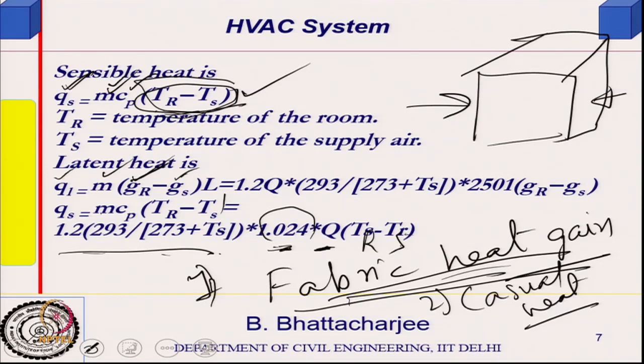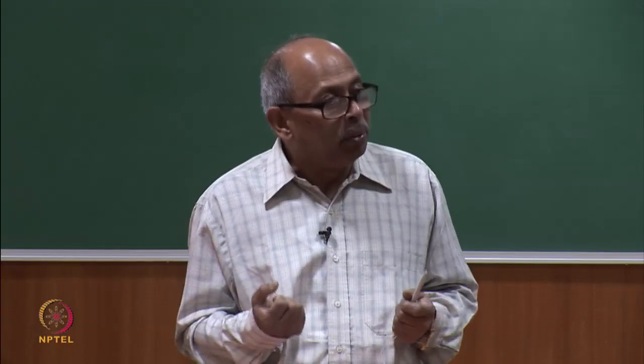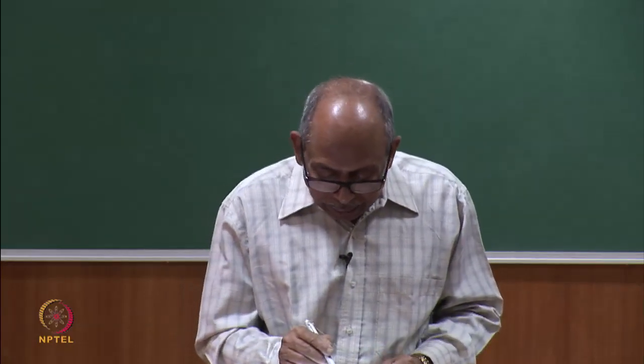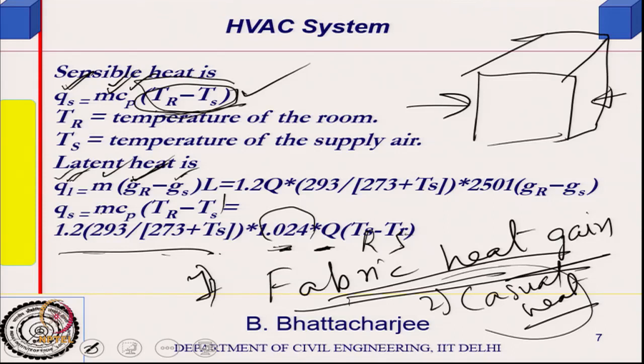So, latent heat to be removed, I calculate it out, because casual heat gain might result in some requirement of latent heat removal. So, how much latent heat I want to remove, that I know. M has been already fixed, GR is known, what should be the value of GS, that then I can find out. So, the first step is to calculate the sensible heat gain and latent heat gain.